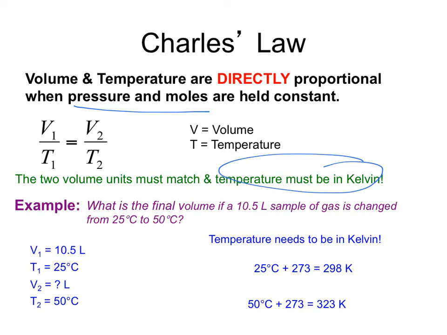What is the final volume if a 10.5 liter sample of gas is changed from 25 to 50 degrees Celsius? So one of the first things I notice is that I'm in Celsius scale. I need to be in Kelvin. So I'm going to add 273 to each of those temperatures to get the Kelvin temperature. And those are going to be my T1 and my T2. And then, of course, I've been given a V1, and you are solving for V2. All of that is put right there.